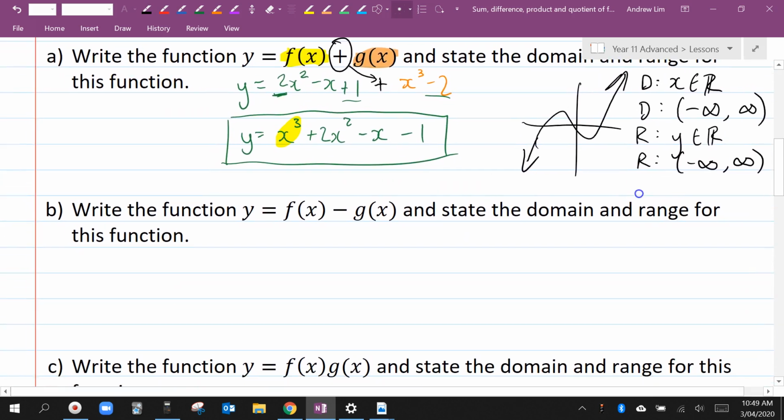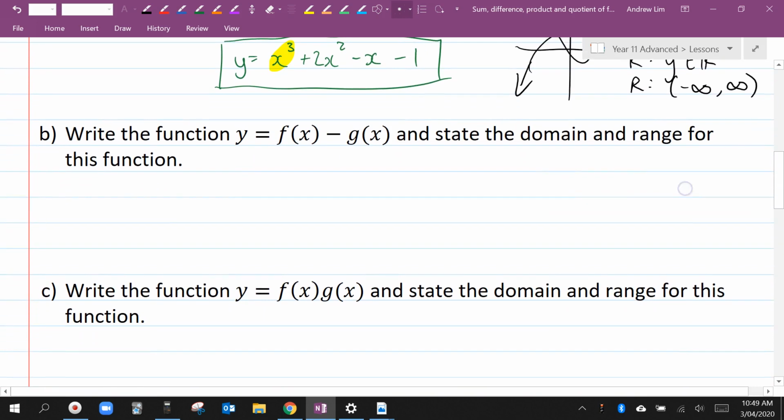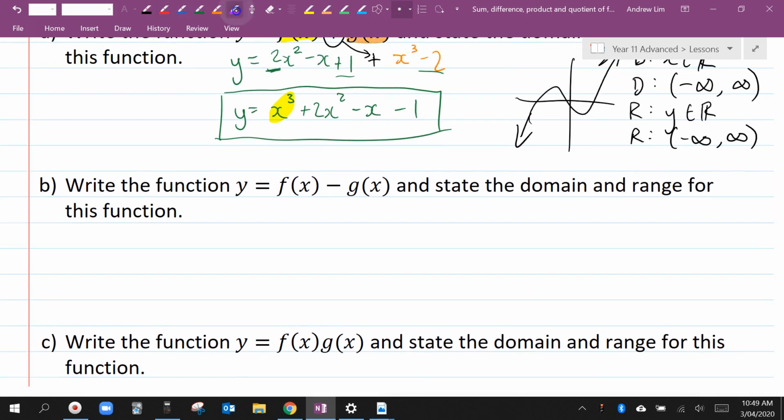Okay, let's have a look at question B. Write the function y equals f of x minus g of x. So now we're finding the difference. Maybe I'll write this before. This is the sum, and this is a difference because it's got a minus sign. Alright, so let's try this again.